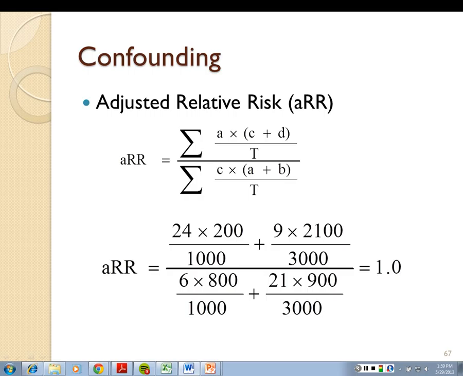To calculate the adjusted relative risk, for the numerator, you calculate for each stratum cell A multiplied by cells C plus D, and then divided by the total number of people in that stratum. You then sum across all strata. For the denominator, you calculate cell C multiplied by cells A and B, and divided by the total number of people in that stratum, and then you sum across all strata.